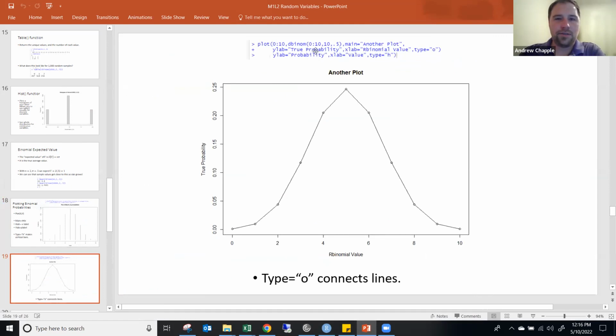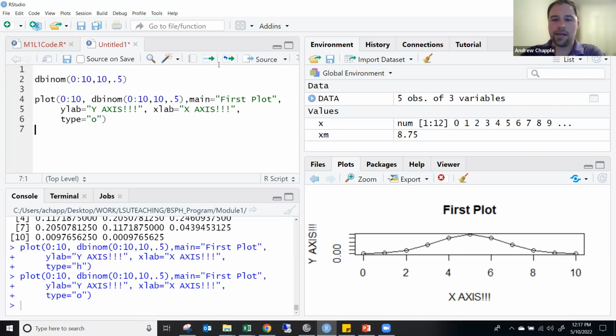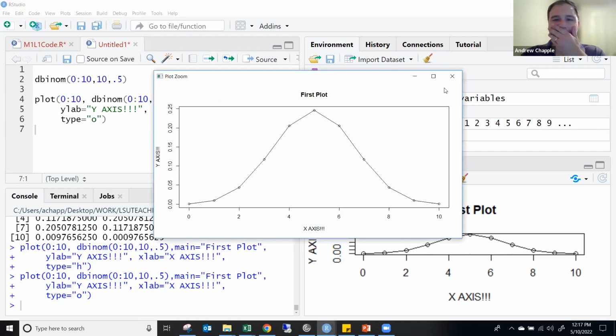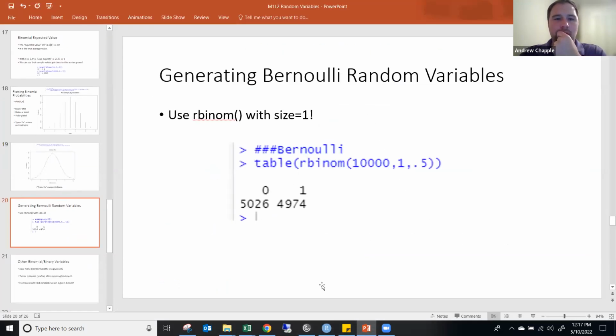I can also change this here. All I'm going to do is change the type to O instead. So O is basically going to, and ignore this part right here, sorry, O here is going to connect the dots. Right, so you can see that over here. I have this plot in R, and I can change this to type equals O, and it will connect the dots. You can see that. Some basic plotting as well.